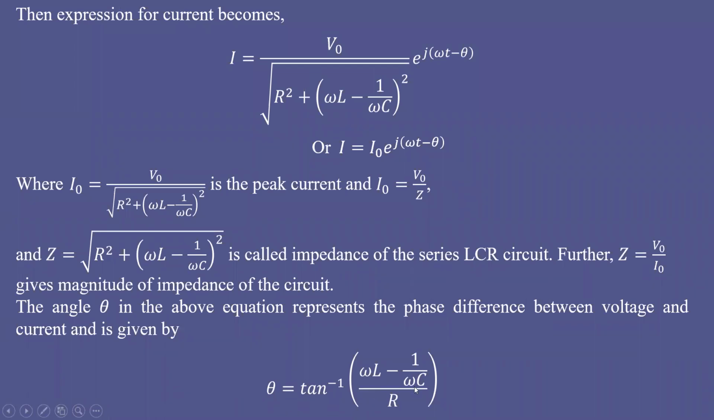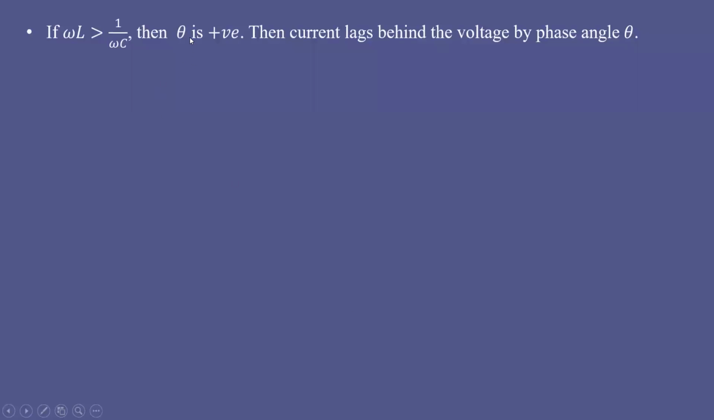If 1 by omega C is greater, then theta will be negative. So the values of the inductor and capacitor decide the value of phase angle theta. If theta is positive, then current lags behind the voltage by phase angle theta. If theta is positive, it means voltage is leading. So the phase difference between voltage and current is theta.